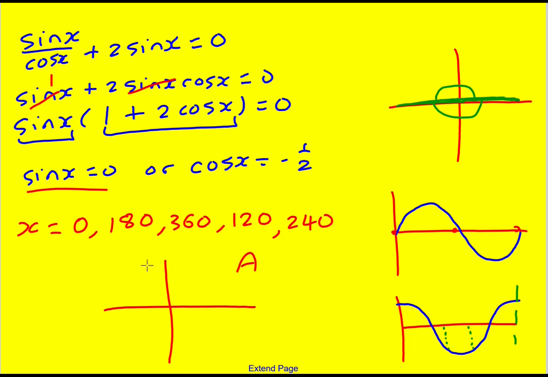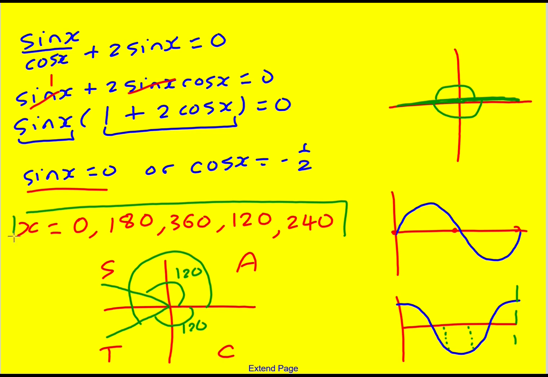Or with CAST diagrams, All Stations To Central, because it was negative, we got this one here, and then we're going to be looking at that one there. So you can see, whilst we had 120 here, we can just do 360 minus 120 to get that other one, 240. So these are 5 solutions in the range. Well done.